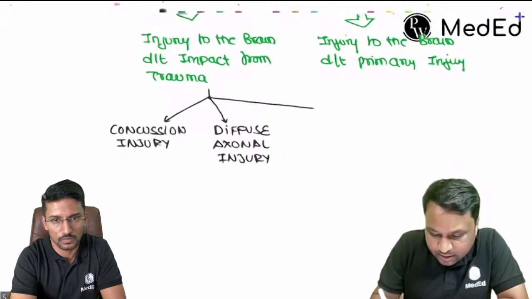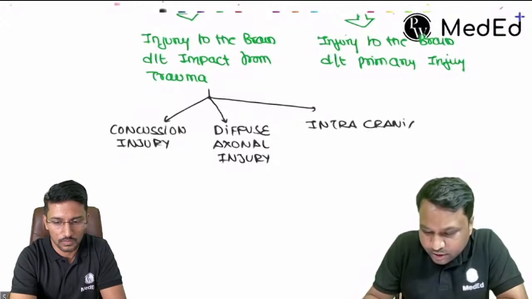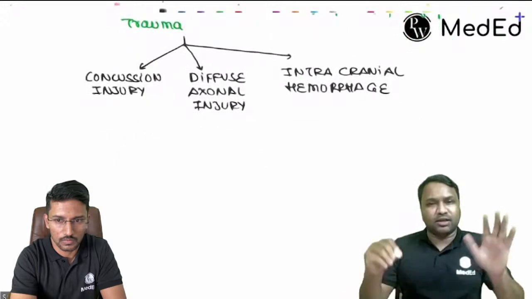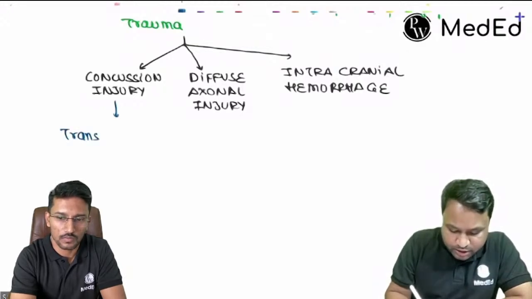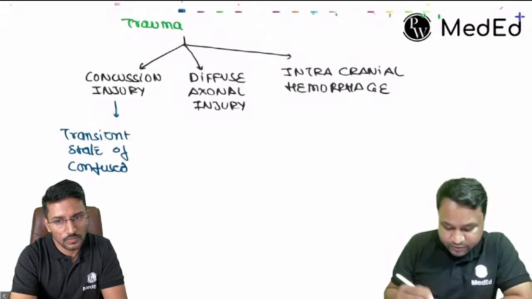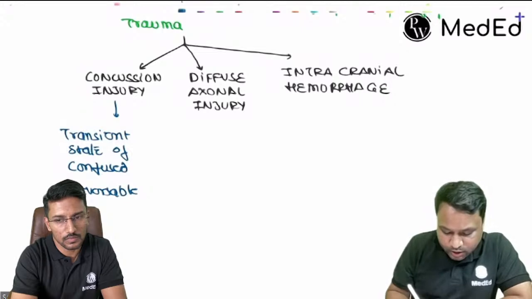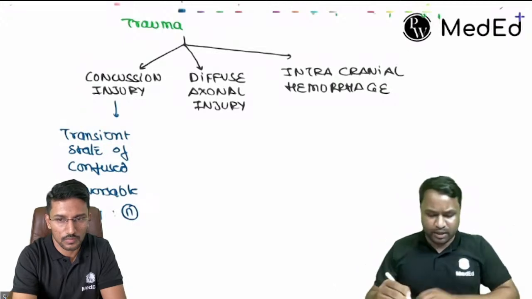And obviously the intracranial hemorrhages. Now, in quick succession, when I say a concussion injury, it is a transient state of confusion where the patient is confused, but this is short-lived, right? This is reversible, so there is nothing devastating that is going to occur to the patient. And when you do the NCCT of the brain, it comes out to be absolutely normal. So you don't need to worry about it.